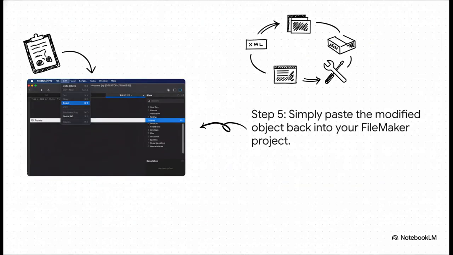And for the final step, you just go back to FileMaker and you hit Paste. That's it. Your updated object or script or whatever it was just appears with all of your changes applied perfectly. That's the whole workflow. Simple, right?